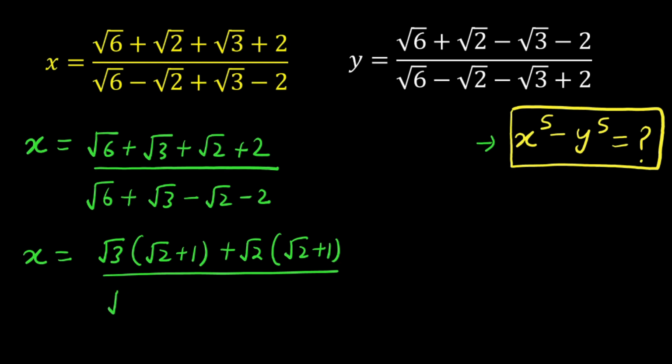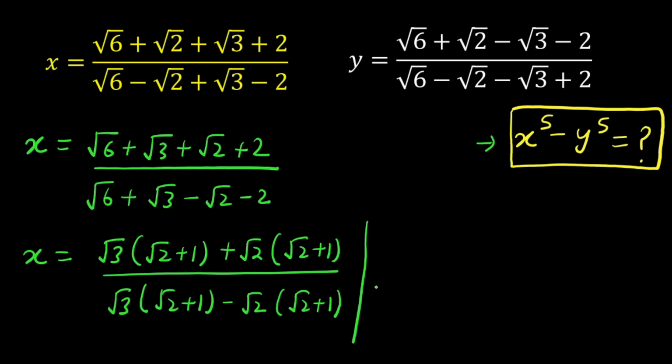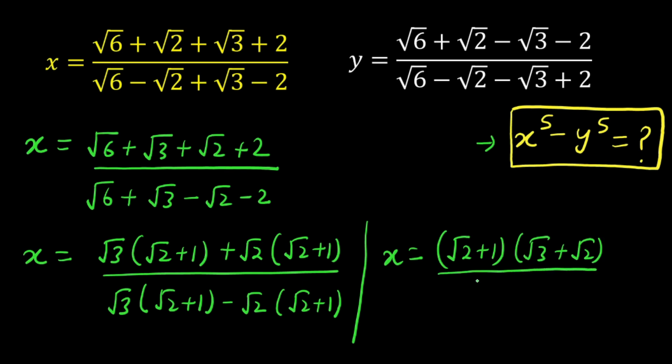If we take √3 common in the first two terms, you will get √2 + 1, and look carefully, in the last two terms, if we take −√2 common, you will get 1 + √2, and we know that 1 + √2 is the same as √2 + 1. Then x = ..., if we take √2 + 1 common in the numerator, you will get √3 + √2, and in the denominator, if we take √2 + 1 common, you will get √3 − √2. This and this are cancelled out.